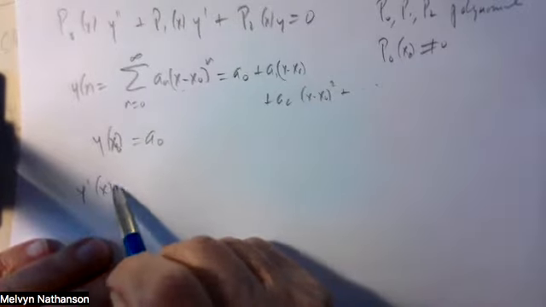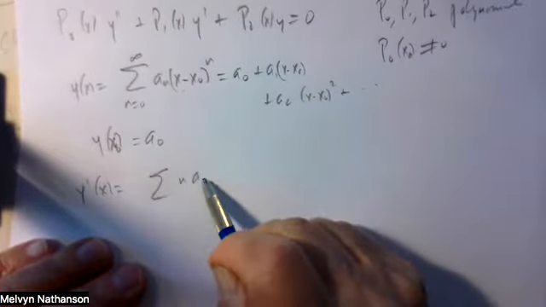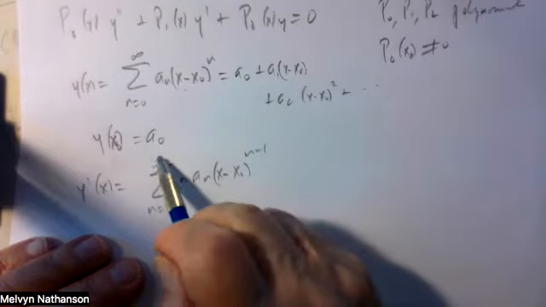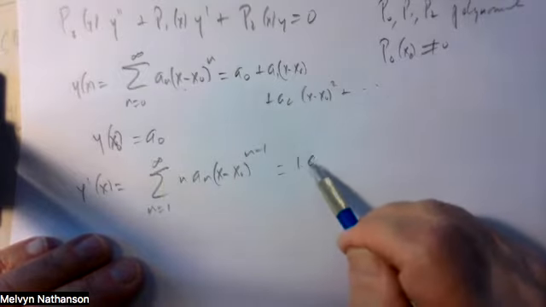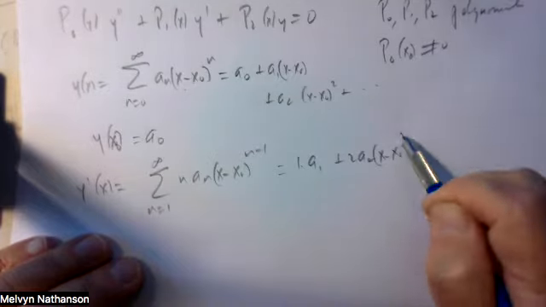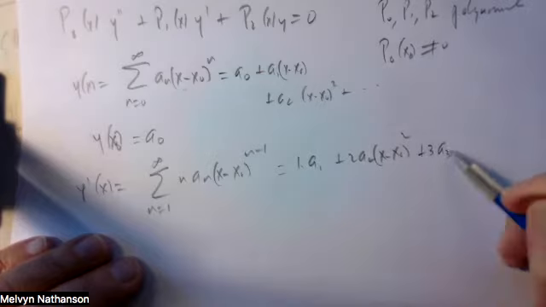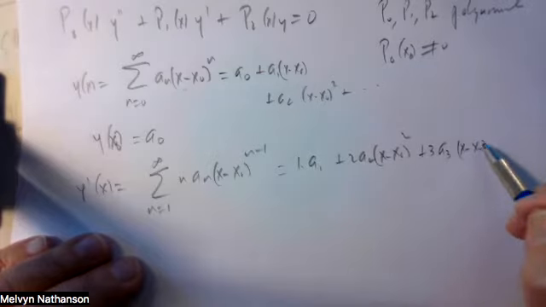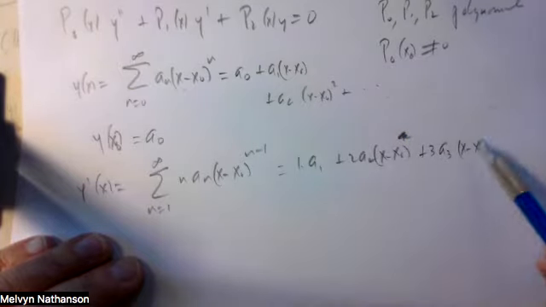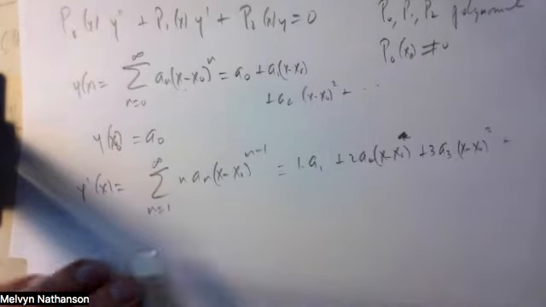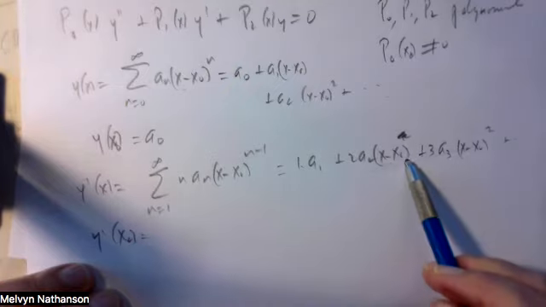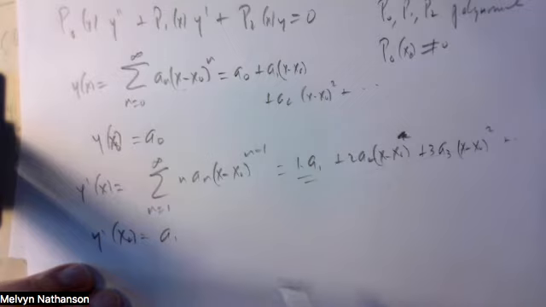If you differentiate, y prime of x, you get summation n a n (x minus x naught) to the n minus 1. So this is 1a1 plus 2a2 (x minus x naught) plus 3a3 (x minus x naught) squared and so forth. When you evaluate y prime at x naught, all these terms disappear when you let x equal x naught, you're just left with a1.